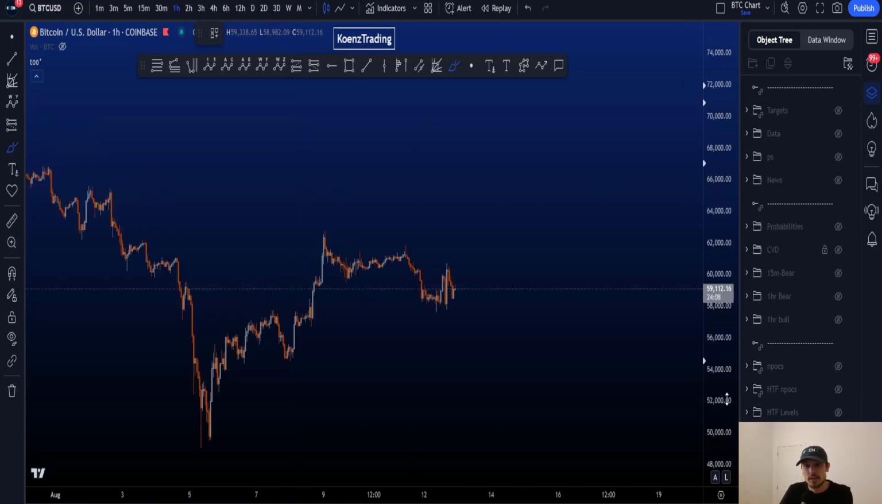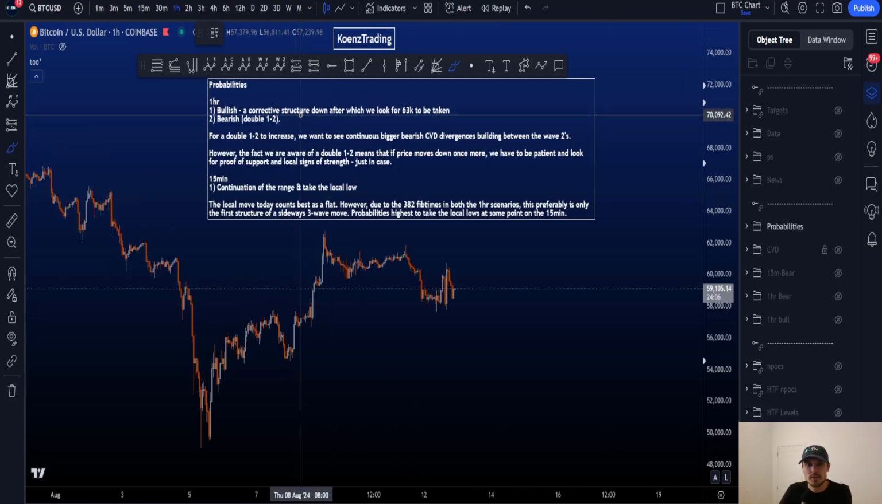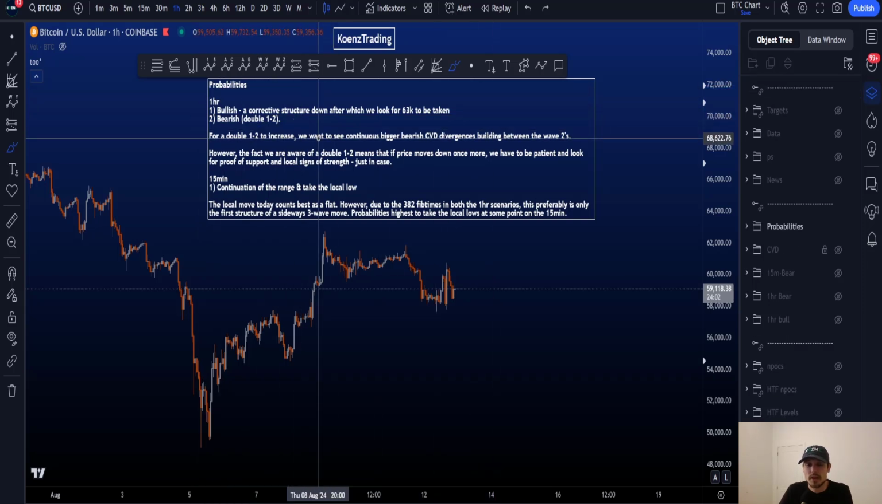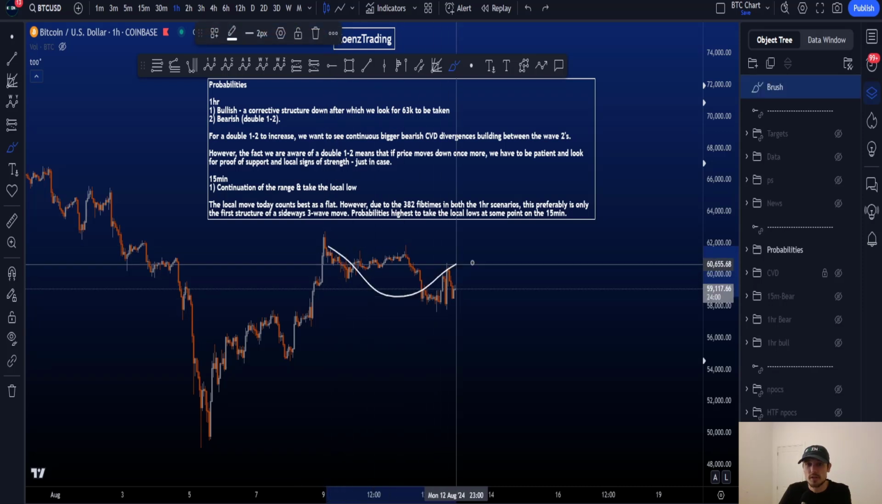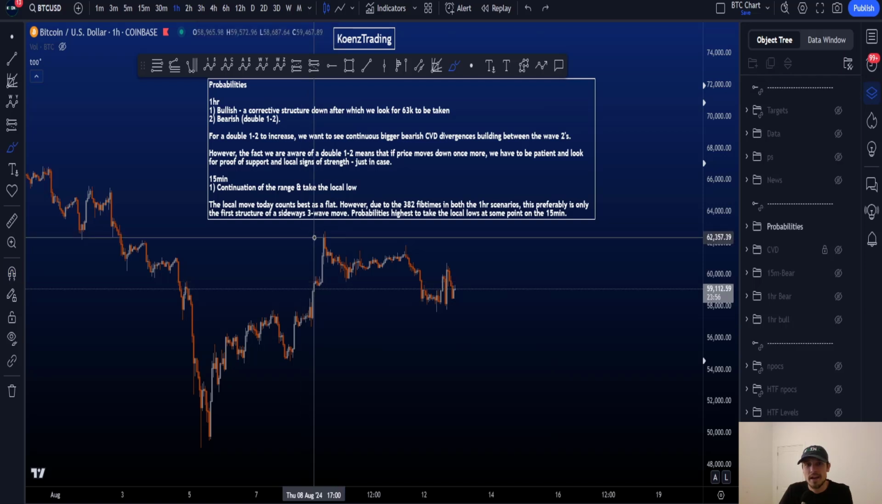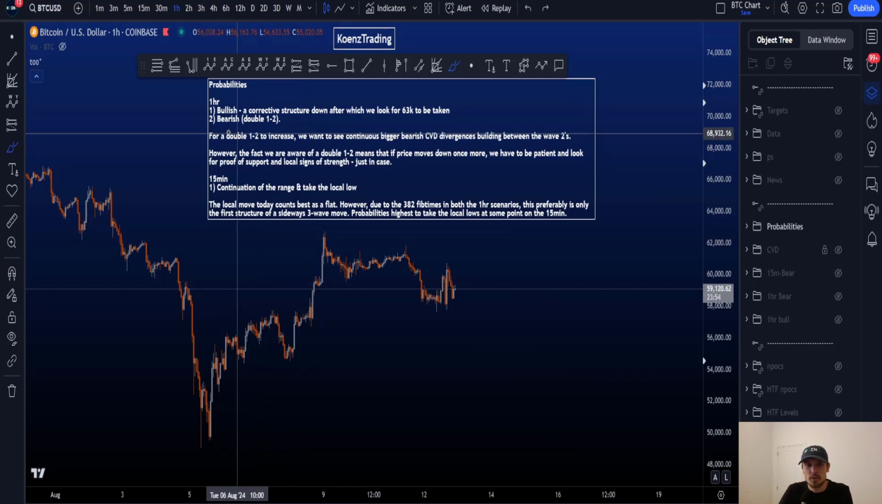So if we then finally look at the probabilities of the different scenarios, then currently on the 1 hour time frame, the probabilities are a bit higher for the bullish scenario where we are looking for a three-wave corrective structure and still priced to take out the high at 63k, compared to the bearish scenario, a double 1-2.